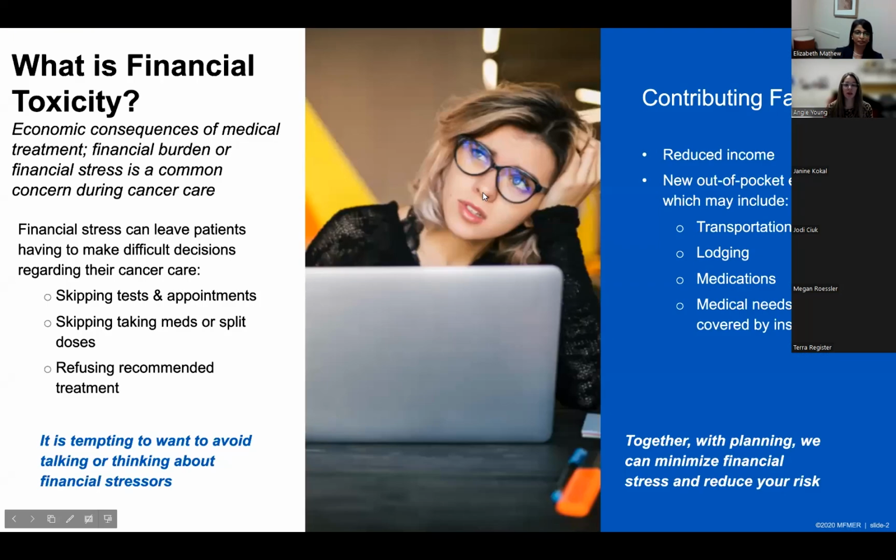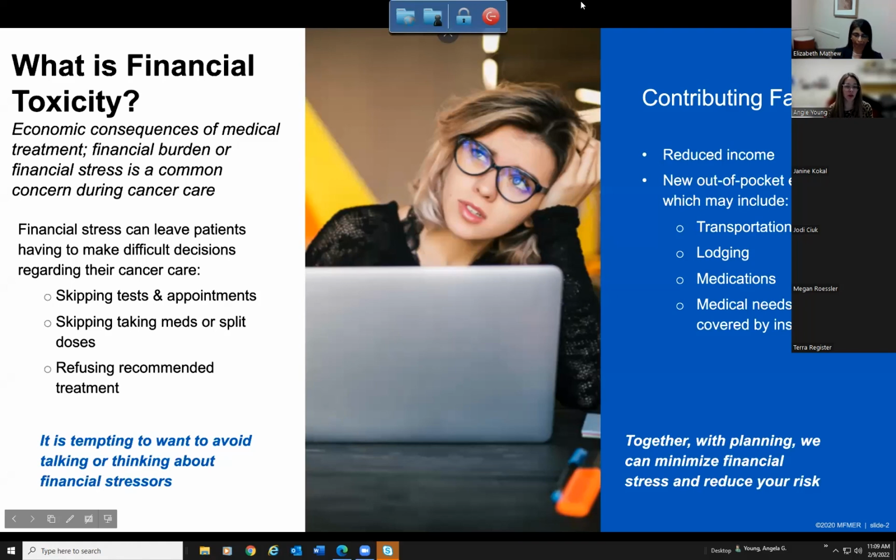The next slide talks about financial toxicity. This is a term that we use a lot here in the medical facility, and we're trying to be more cognizant of this, understanding that this is something almost every patient experiences at some point during their cancer journey. There are significant economic consequences for patients that have significant medical issues, cancer being one of them, and that can take a financial toll on a lot of people and entire family units. We understand that that financial stress can leave patients having to make some really difficult decisions.